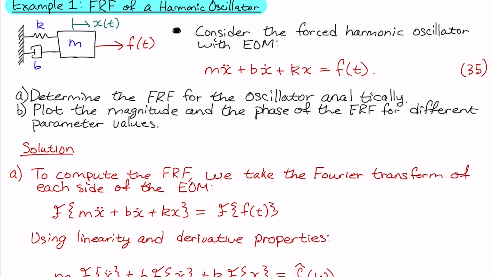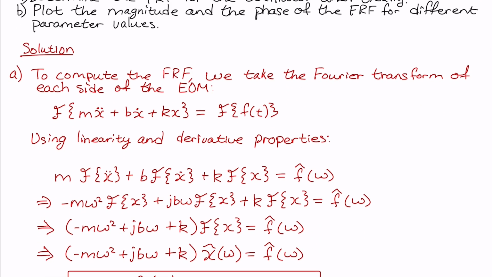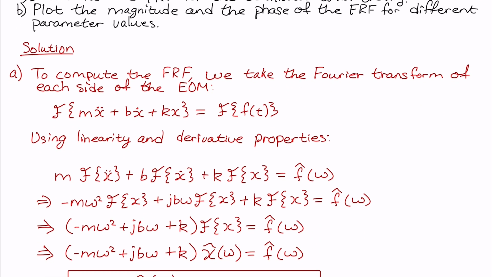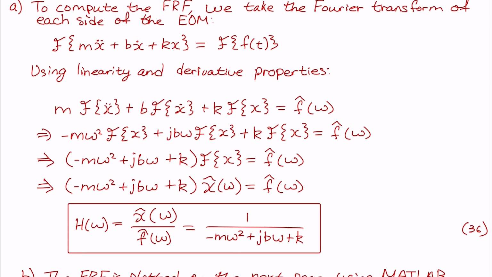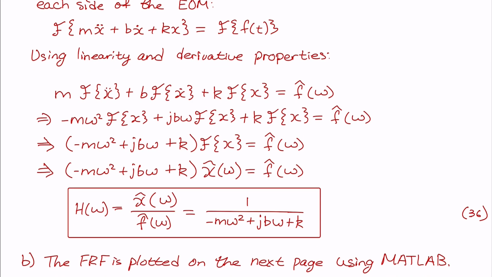Okay. All right, so to compute the FRF, we're just going to take the Fourier transform of both sides of the equation of motion. We're then going to apply the linearity and derivative properties. Just to break it up, we then end up being able to pull out this Fourier transform of x, or this x hat omega. On the right-hand side, you just get the Fourier transform of the force. We never specified what that was. It can be almost anything. And as a result, we end up with this h of omega, which is simply 1 divided by the quantity minus m omega squared plus j b omega plus k. And then I've gone ahead and plotted this for you on the next page.